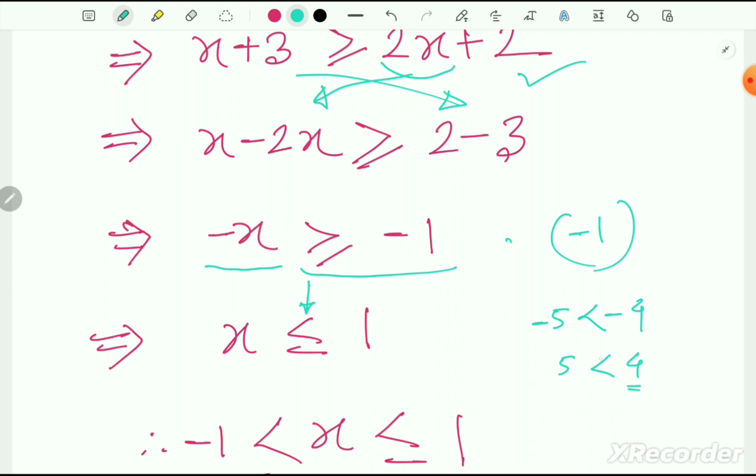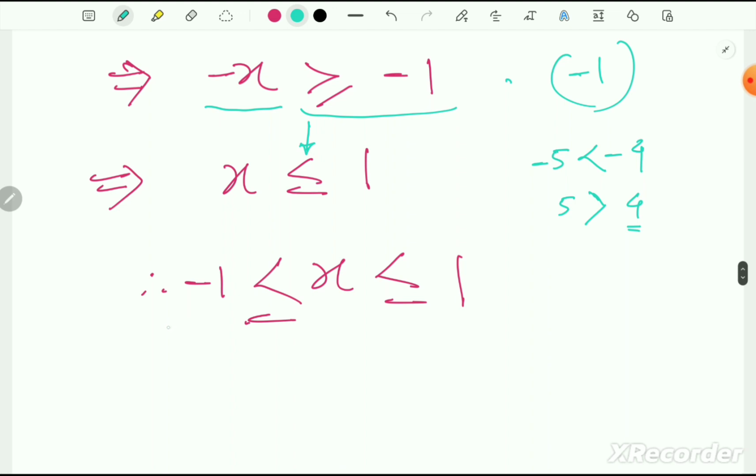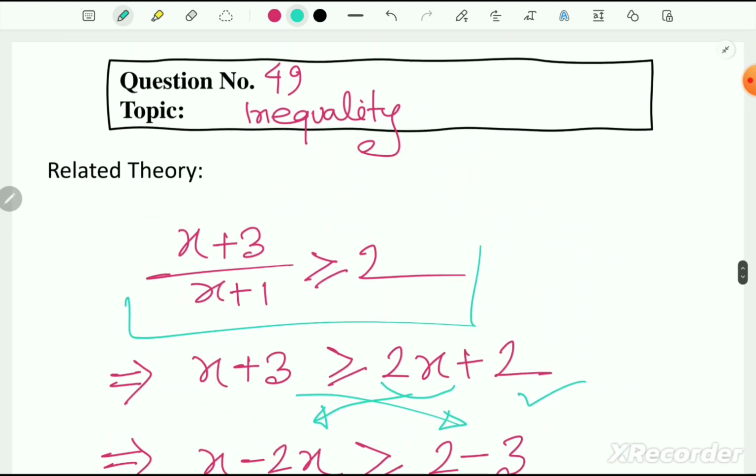So you have to change the inequality. 5 is actually greater than 4. So we can simply write -1 less than or equal to x less than or equal to 1. We can write it this way, but one thing here, from this inequality, take a look, x cannot be -1.